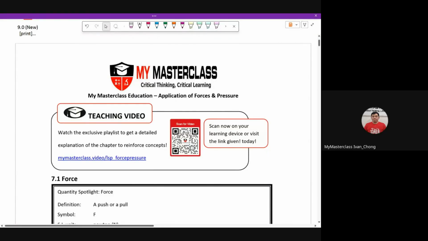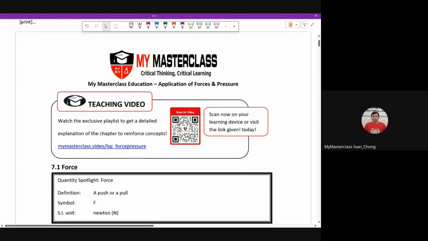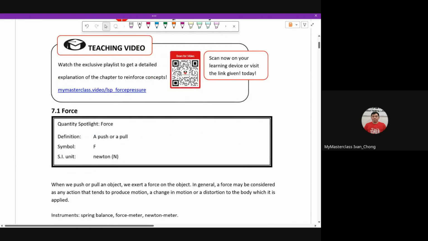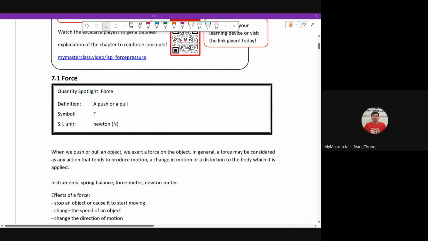Okay, we'll be starting on the chapter of forces, and later on we'll actually cover pressure as well. So first things first, we need to know what a force is. A force is just a push or a pull. We usually represent it with the letter F, and you will have a number, and the units will be a capital N, for newtons.